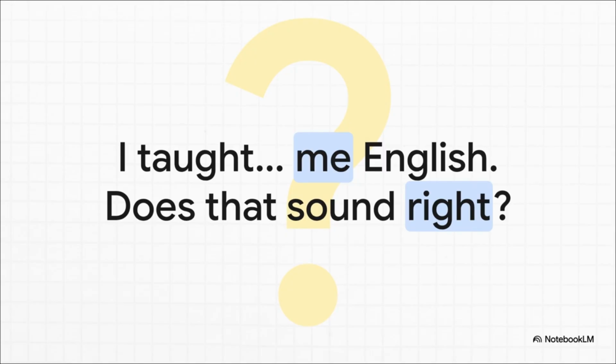Okay, so take a look at this sentence here. I taught me English. Does that sound right to you? It feels a little weird, doesn't it? Kind of clunky. Something's just off. This is a super common point of confusion, but don't worry, it's exactly what we're here to clear up today. I promise, by the end of this, you'll know exactly what's wrong here and, more importantly, how to fix it.